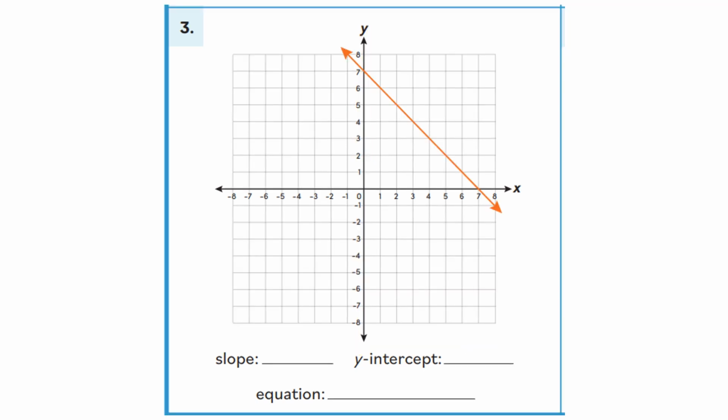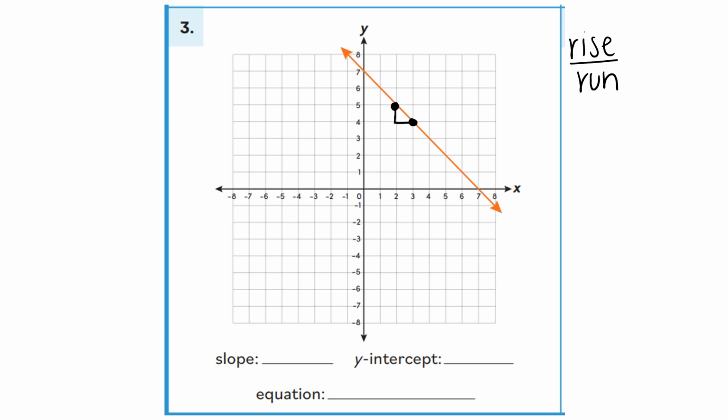For number 3, we're going to pick out two points that you can read clearly. I'm going to pick out 2, 5 and 3, 4. And I connect my points using my slope triangle and using the fraction rise over run. Again, you can use any of the points that you can read clearly.